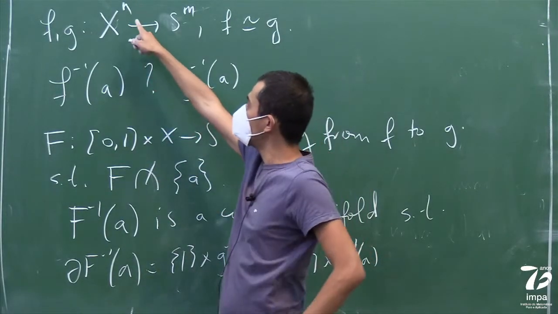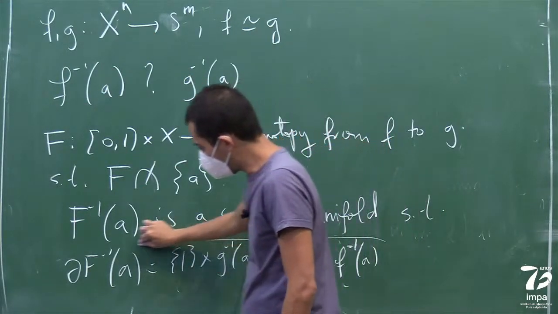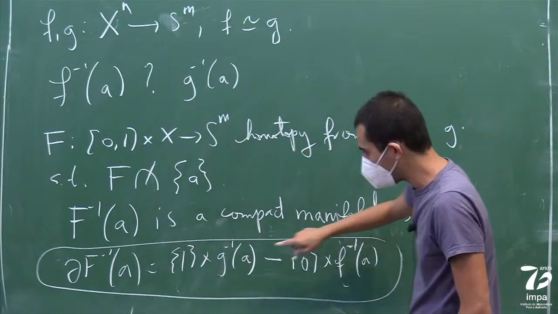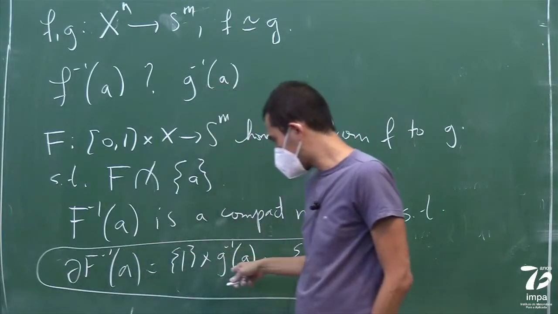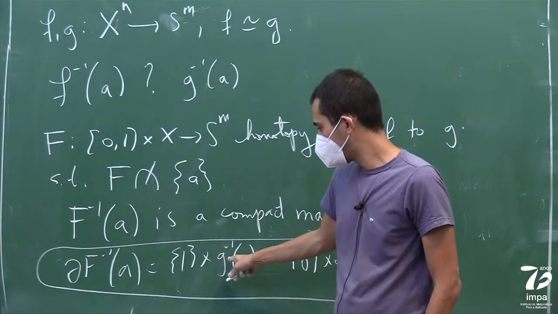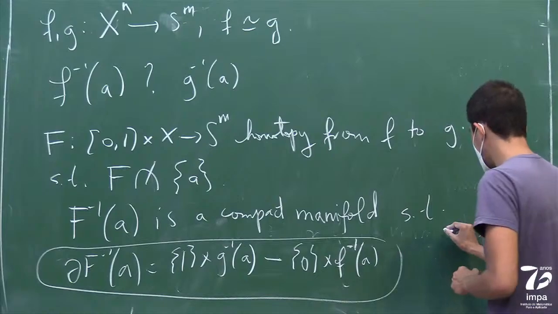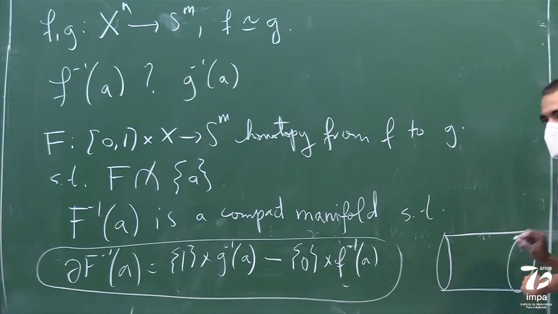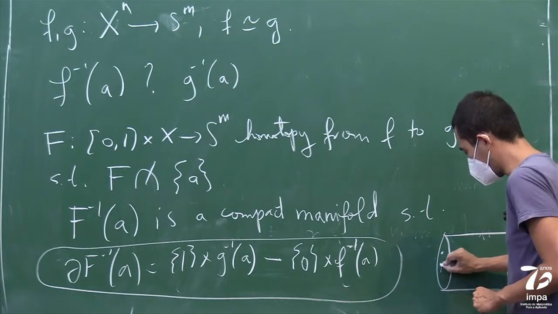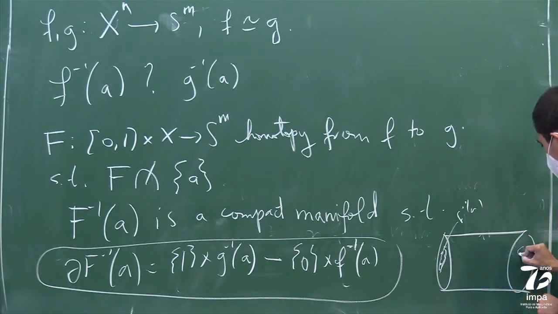So if X is a higher dimensional manifold, then basically what I'm showing is that there is some compact manifold whose boundary is basically the two manifolds G inverse and F inverse of A, but with a minus sign. So this, basically that picture that I drew here, if this is your F inverse of A, and this other thing here is G inverse of A.